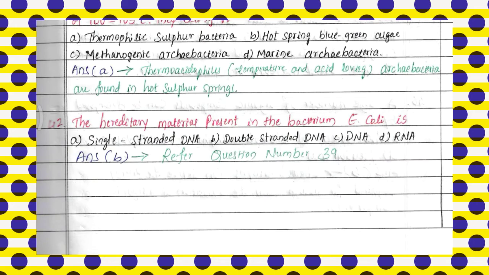42. The hereditary material present in the bacterium E. coli is: single stranded DNA, double stranded DNA, DNA and RNA. Answer is B. Double stranded DNA. The explanation is given in question number 39.